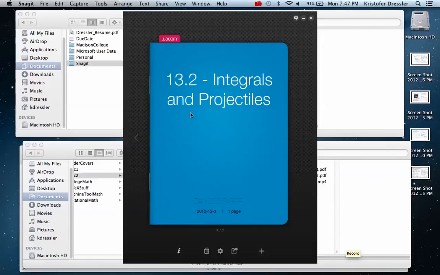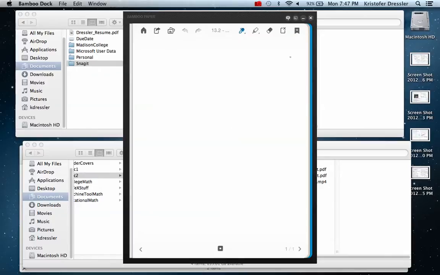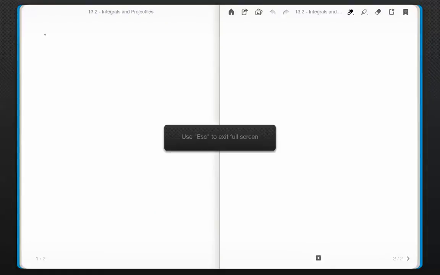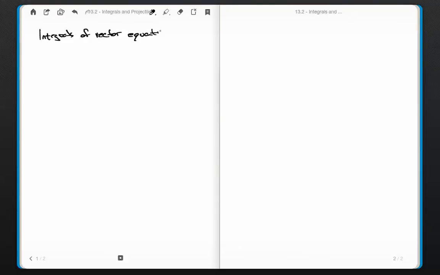All right, here we go, chapter or section 13.2, which I think you'll find to be pretty straightforward regarding integrals and projectile motion as they relate to this vector stuff. So without further ado, let's get straight into it. We're looking at integrals of vector equations. And you'll see why this is related to projectile motion about halfway through.